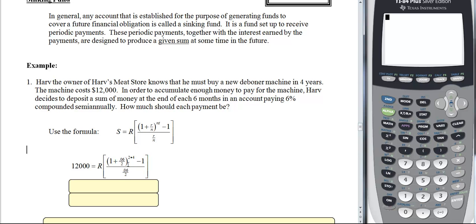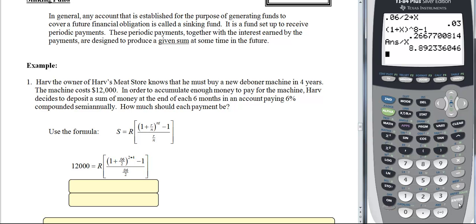So first thing we need to do is find out what this number is inside this bracket. So I'm going to go 0.06 divided by 2, like I've done before, and store it, since I need it in 2 places. My numerator, 1 plus x, raised to the 8th minus 1. That's my full numerator. Now I need to divide it by x again, which is my 0.06 divided by 2. So this number is in here. Now you could write it down if you wanted to.